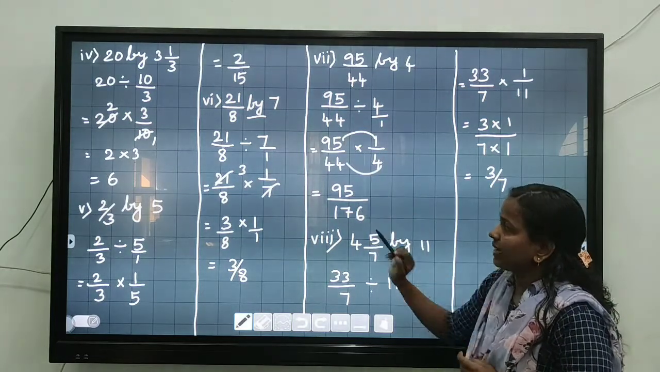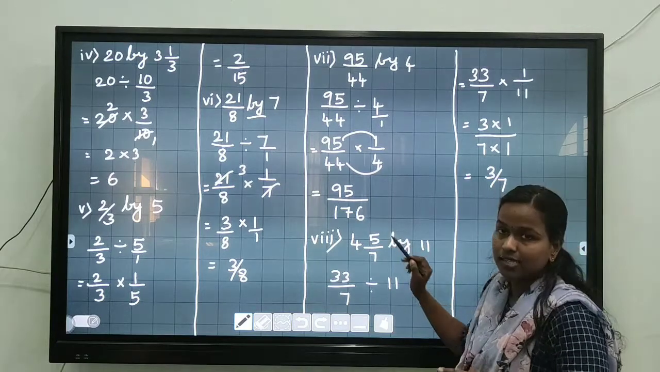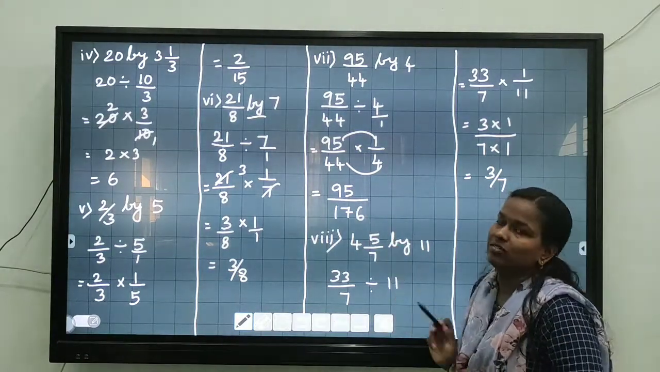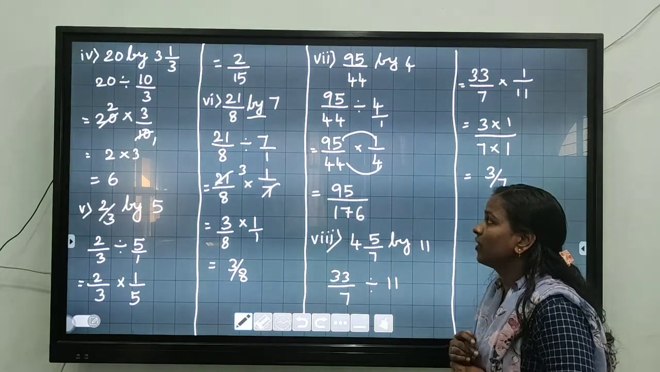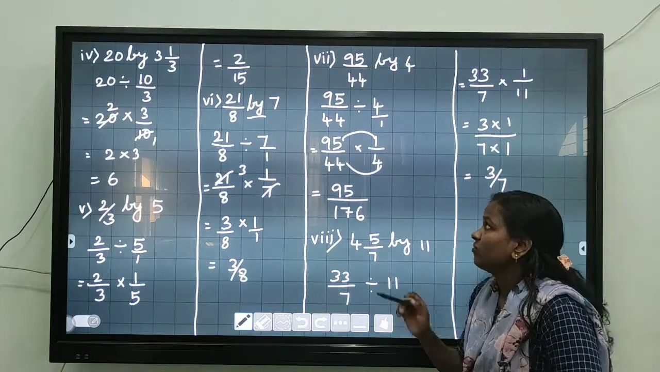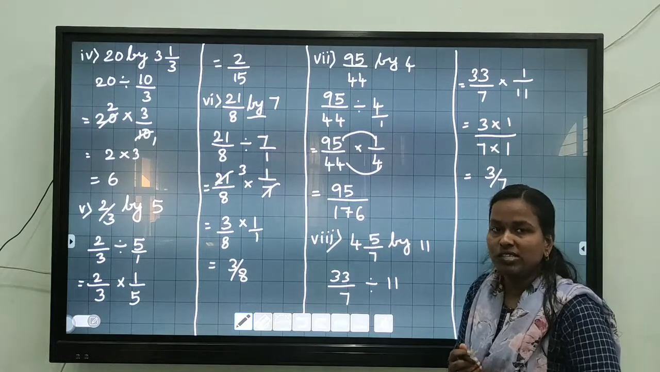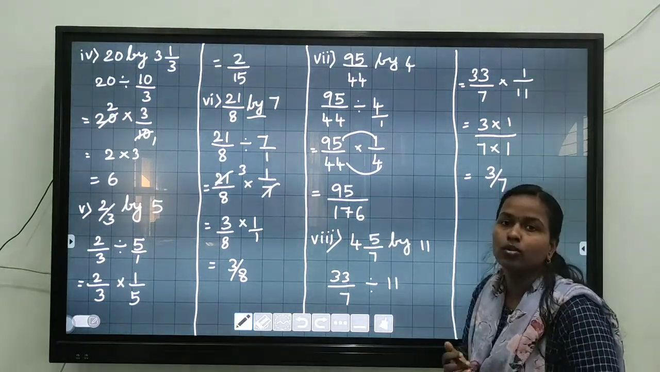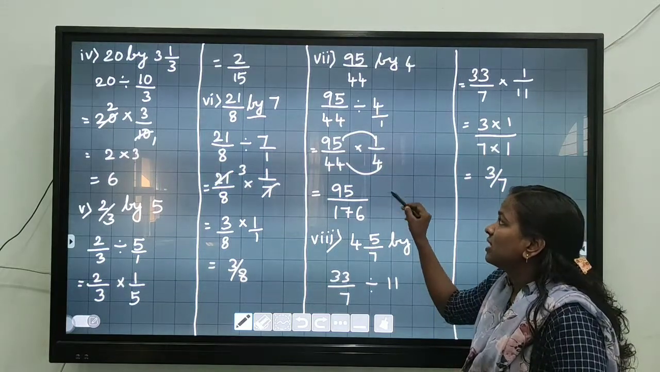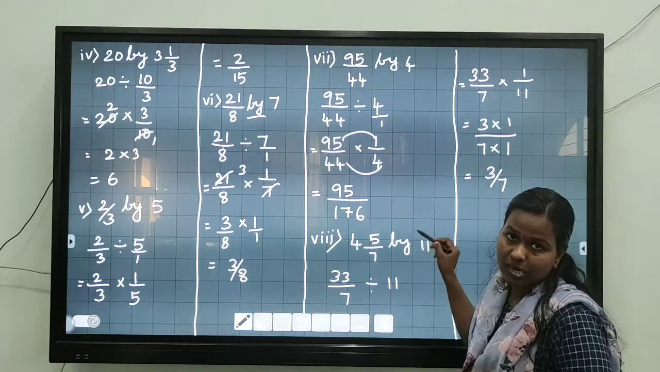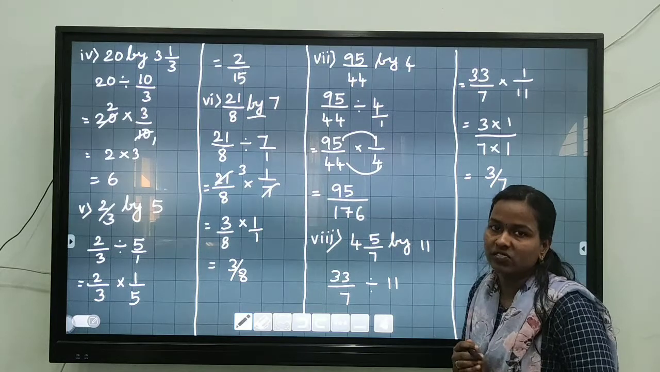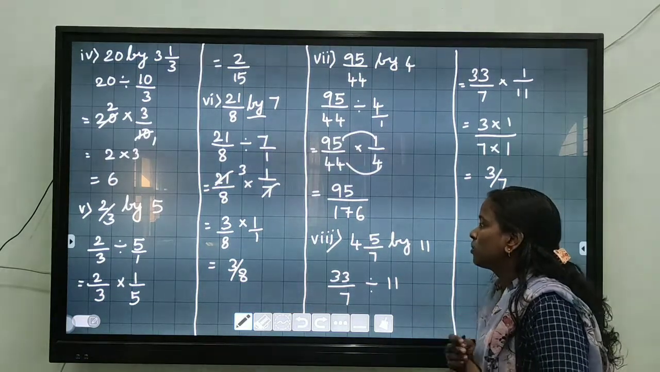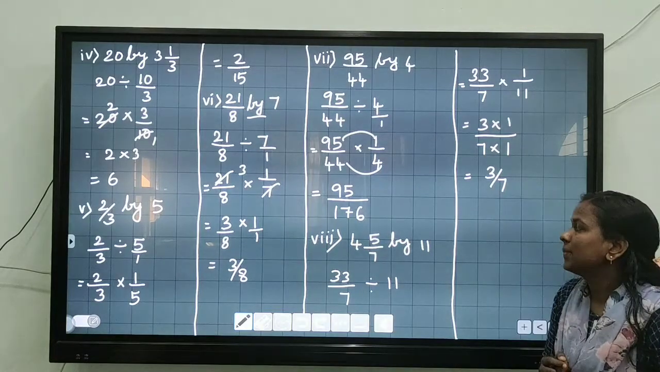So 1 95s are 95, 4 4s are 16, carry 1, 4 4s are 16, 16 plus 1, 17. So our answer is 95 divided by 176. We can't convert this one into mixed fraction. Why? Because denominator is the largest number compared to numerator. If 176 divided by 95 is coming, we can change that one into mixed fraction because denominator is the smallest number. Okay.